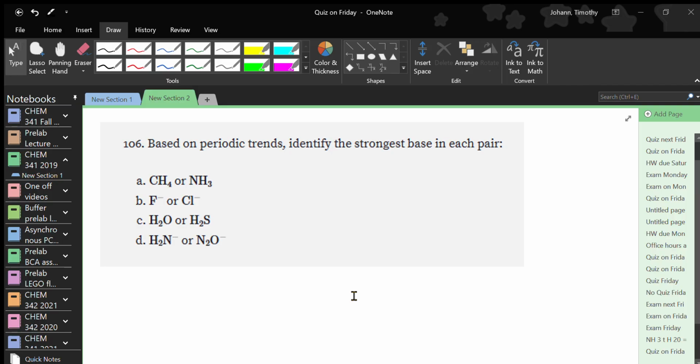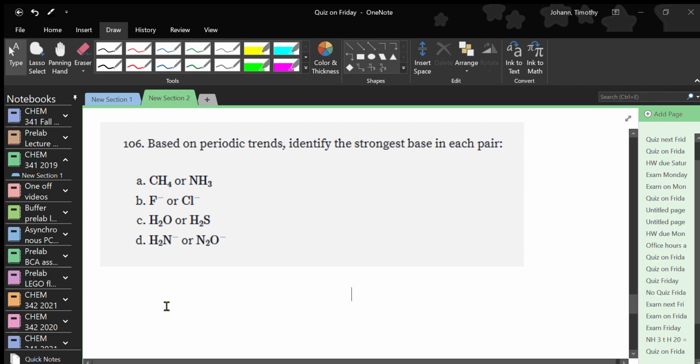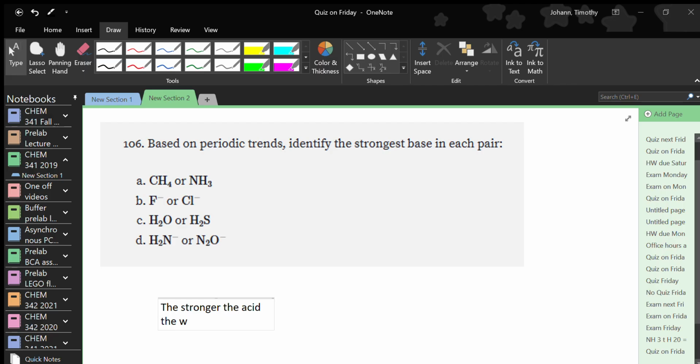Those odd number problems are fair game for quizzes and tests. I'll try to use them as much as possible. But here what we're trying to do is figure out the strongest base, right? We just had a set of rules for how acidic something is. How do I apply how acidic something is to how strong a base is? It's the opposite. The stronger the acid, the weaker the base, the weaker the conjugate base.